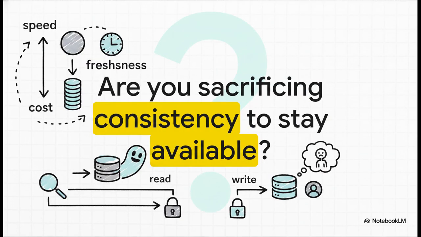We've seen how caching is an incredibly potent tool, but at the end of the day, it's fundamentally a game of trade-offs between speed, cost, and data freshness. So I want to leave you with this provocative thought to analyze within your own applications. Is your current architecture sacrificing too much consistency just to stay available? Take a hard look at your read and write paths and ask yourself, is your caching strategy actually serving your users, or is it just hiding your bottlenecks?